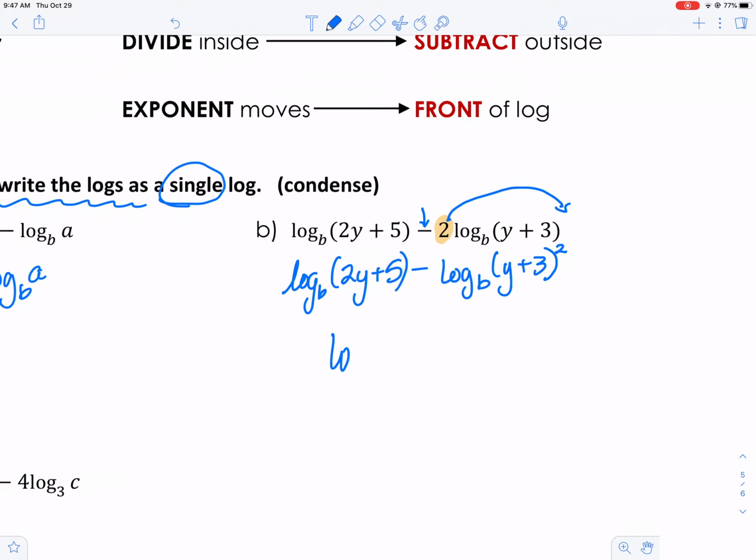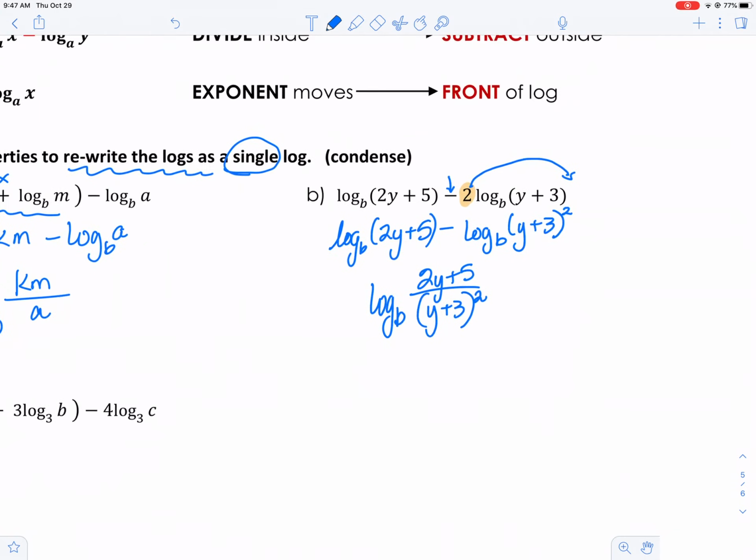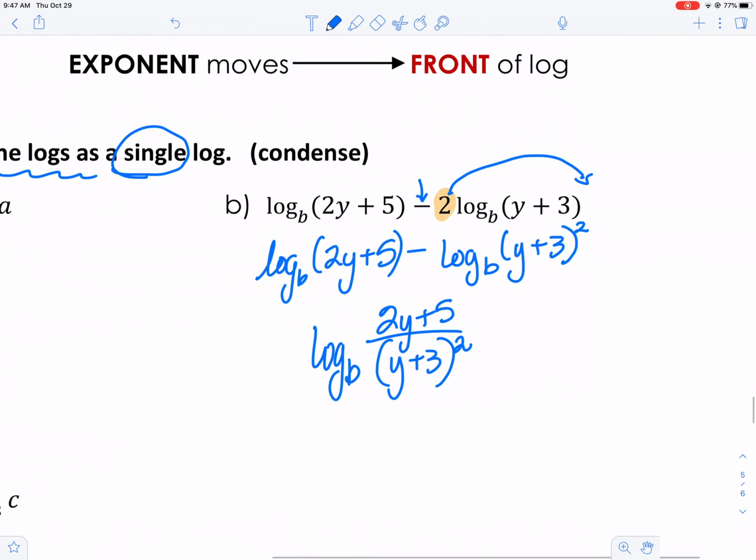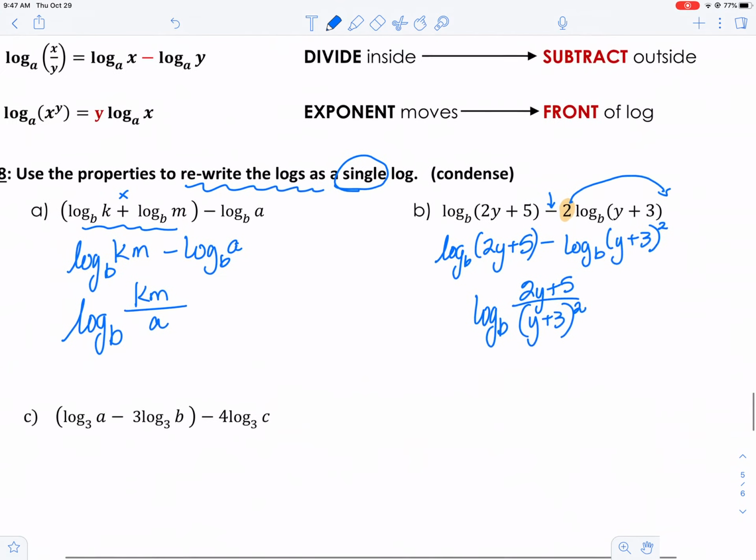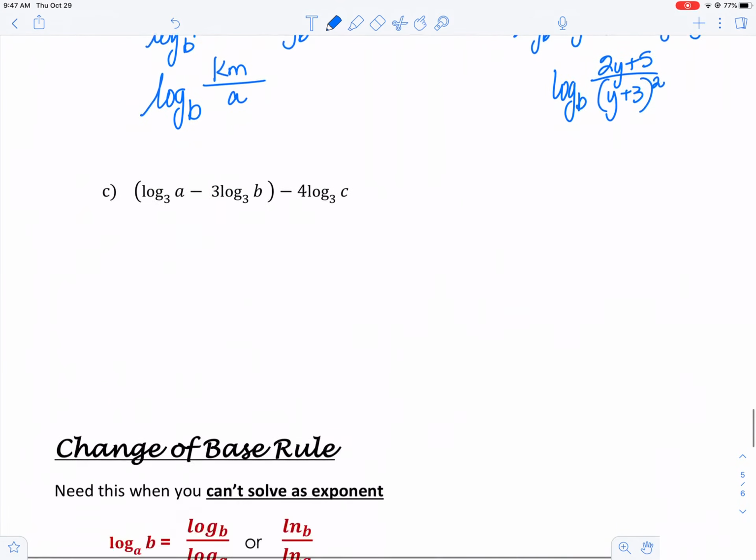So now I have log base B, and this 2y plus 5 goes on top, and on the bottom will be the y plus 3 squared. And you don't have to simplify that. I mean, you don't have to foil that out or anything. You could just leave it like that. I like it like that because I know that I can't simplify the fraction. All right, last one.